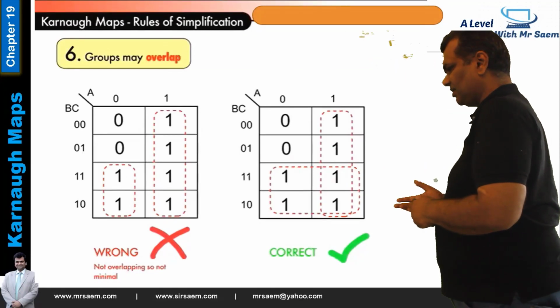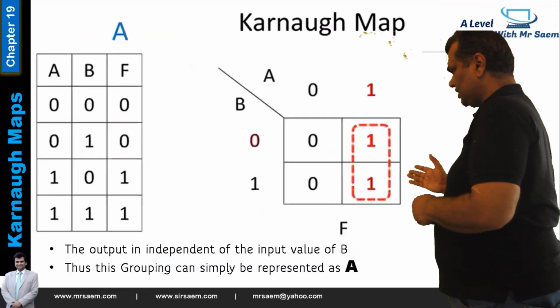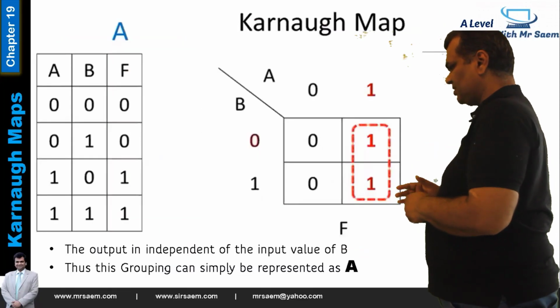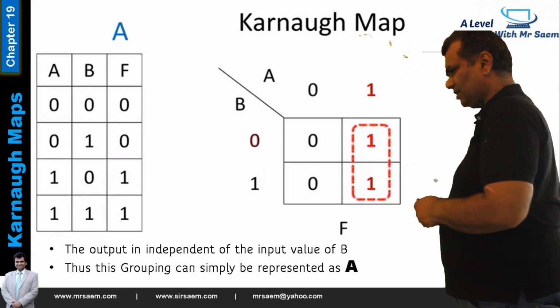So we have made a Karnaugh map. You can see ones are appearing where A is 1. So the output over here is independent of the value of B. So technically this is only A.